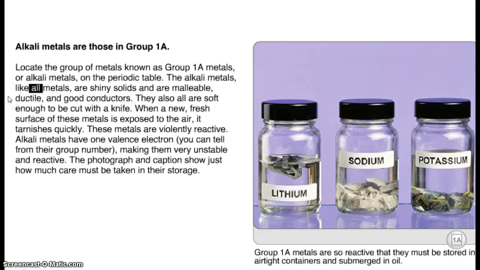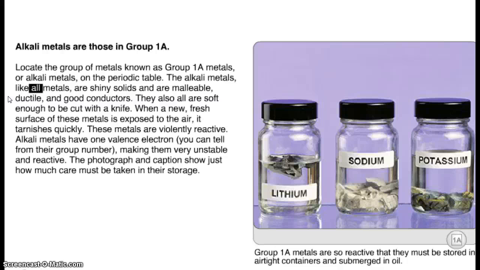They also are all soft enough to be cut with a knife, as in a butter knife. When a new, fresh surface of these metals is exposed to the air, it tarnishes quickly. These metals are violently reactive. Alkali metals have one valence electron. You can tell this from their group number 1A, making them very unstable and reactive.